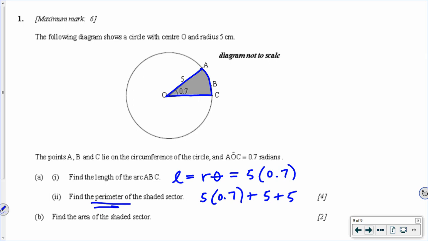And then the area of the shaded sector, it's a nice straightforward question. That's why it's question 1. It would be 1/2 r squared theta. So here we could just plug in the r as 5 and theta as 0.7, and again, evaluate with a calculator. That's all for this video.